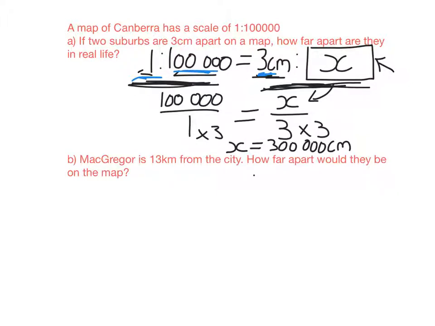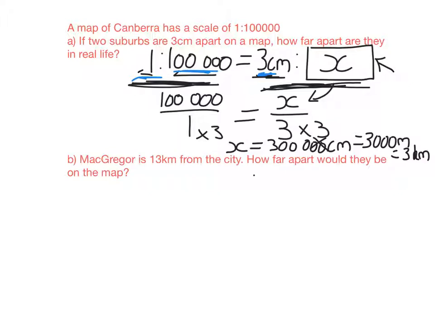So what we need to do is put this in a measurement that's easier to understand. So if I divide by 100, get rid of the 2 zeros, I have it in metres. So it's 3,000 metres, and of course that's equal to 3 kilometres. So if 2 suburbs are 3 centimetres apart on a map, they are 3 kilometres apart in real life.